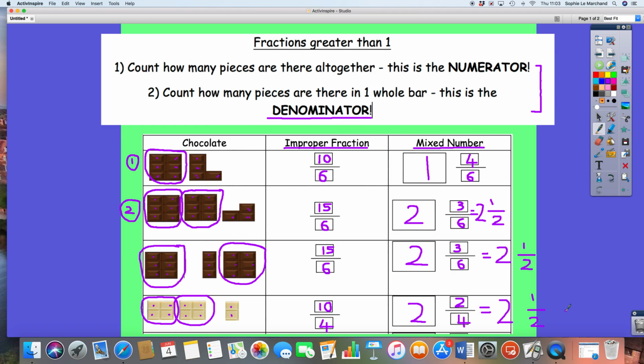Now you're going to be having a go at working with some fractions greater than 1 today. I hope that little introduction has been useful. Please do watch it back if you need more help. Good luck, and I'm looking forward to seeing how you get on.